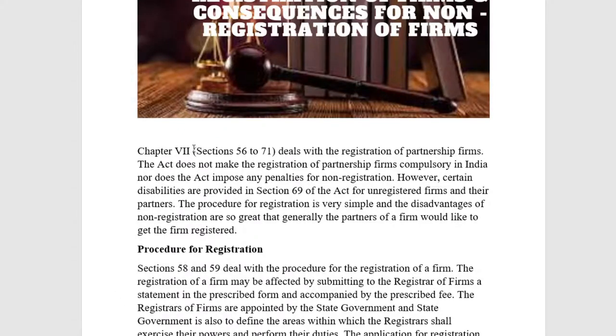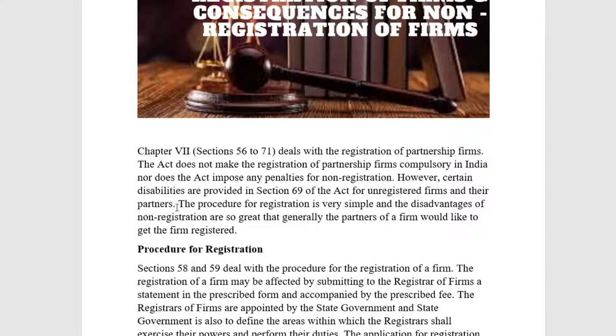Here under Chapter 7, section 56 to 71 deals with the registration of partnership firms. Here the Act does not make the registration of partnership firms compulsory in India, and does not impose any penalties for non-registration. As I said to you, the Partnership Act does not make registration of the partnership firm compulsory, and does not say that any penalties can be imposed for non-registration of the partnership firm. However, certain disabilities are provided in section 69 of the Act for unregistered firms and their partners.